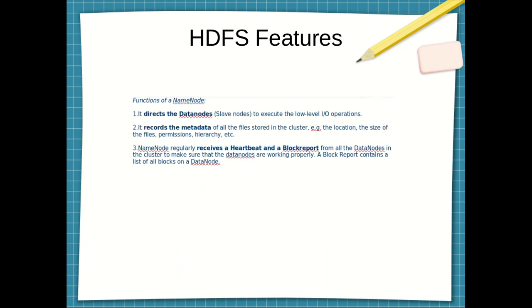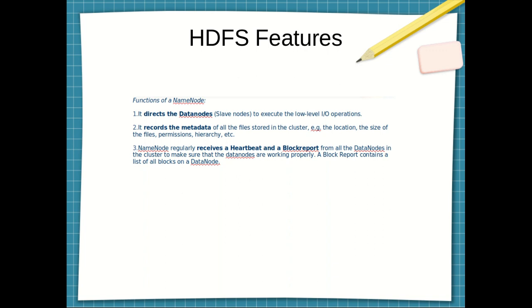So functions of a name node. What are the name node functions? What are the master functions? It directs the data nodes, that is slave nodes, to execute the low level operations. So the actual work which the name node gets, it directs those tasks to all the data nodes. It divides the task where the data is, it tells the data nodes where all this data is in order to fulfill the particular task. So it directs all the data nodes.